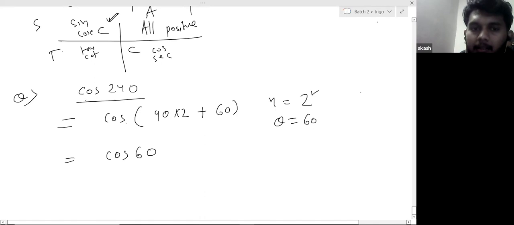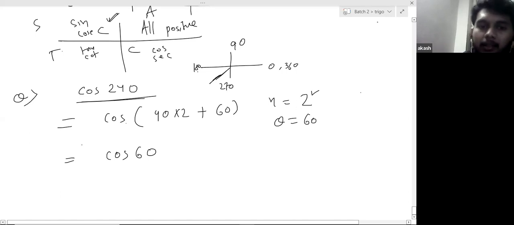The second step says: the original question, 240, lies in which quadrant? Third quadrant, right? 240 lies in the third quadrant. This is 0 to 90, this is 90 to 180, 180 to 270, 270 to 360. So 240 lies in the third quadrant. In the third quadrant, cos is negative. So a minus sign, and cos 60 is half. So the answer is minus half.